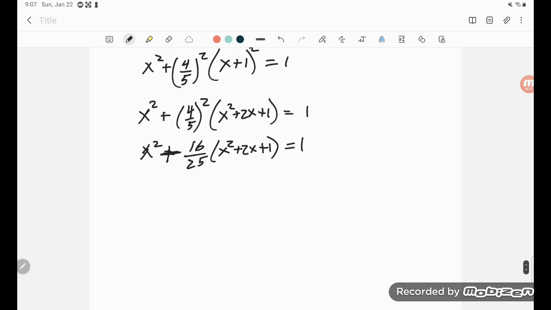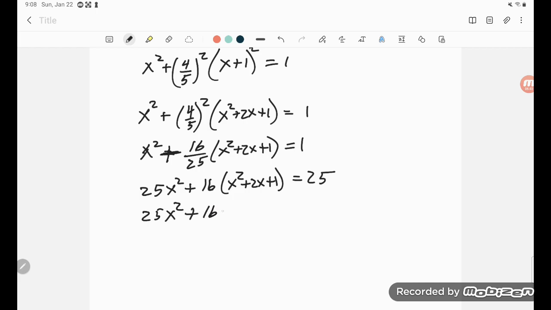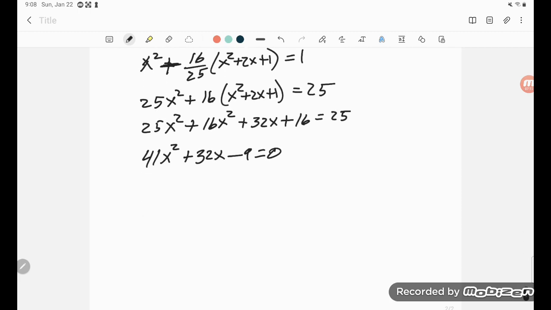Now I'm going to multiply through both sides by 25. That gives me 25x squared plus 16 times x squared plus 2x plus 1 equals 25. But now I don't have to deal with fractions. So I've got 25x squared plus 16x squared plus 32x plus 16 equals 25. Putting everything together, collecting like terms, I get 41x squared plus 32x minus 9 equals 0. So there is my equation involving x.